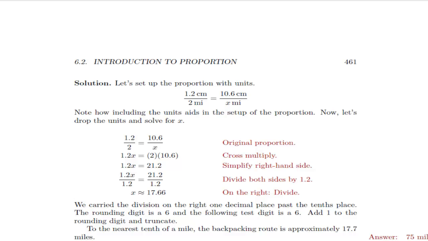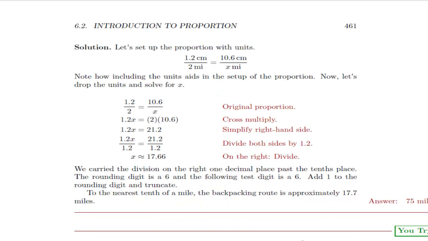Now let's drop the units and solve for x. We'll cross multiply to get on the left the product of 1.2 and x, and on the right the product of 2 and 10.6. The product of 1.2 and x is just 1.2x on the left, and the product of 2 and 10.6 on the right is just 21.2. Now we have the equation 1.2x equal to 21.2. We'll solve for x by dividing both sides by 1.2. So on the left we have 1.2 times x divided by 1.2 is x, and on the right 21.2 divided by 1.2 approximately equals 17.66.